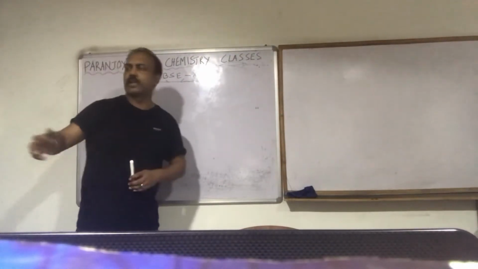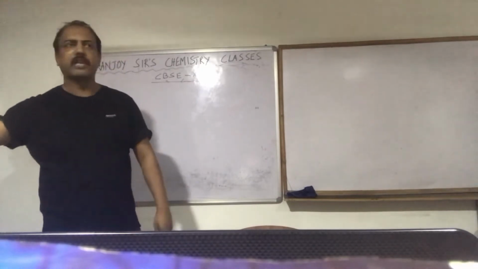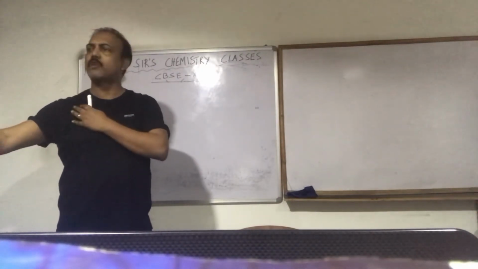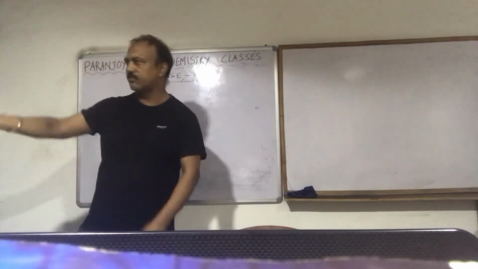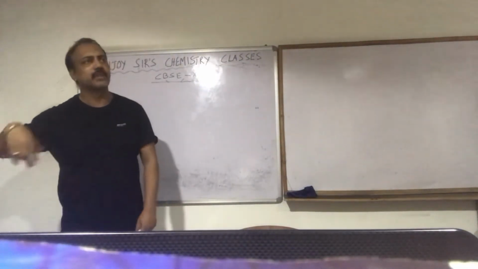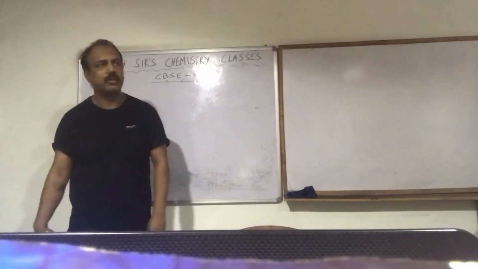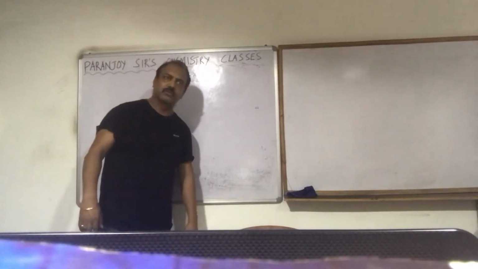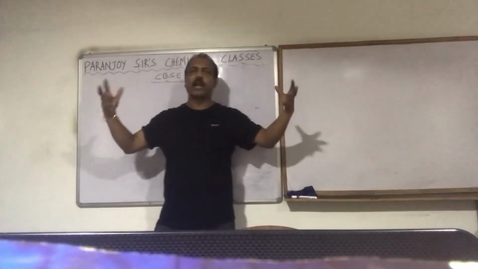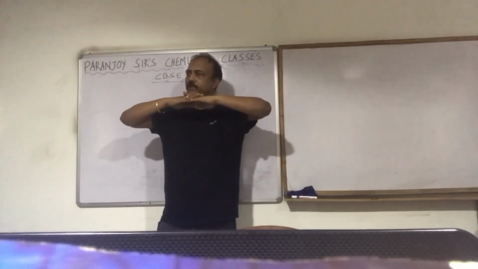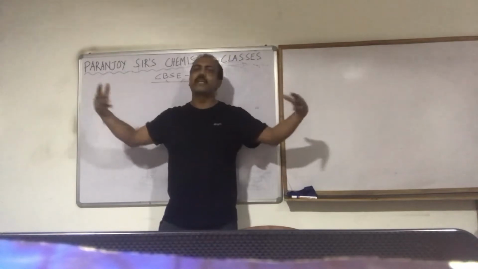Suppose I am one substance, she is one substance, and we are bonded. That is called an intermolecular bond, between two substances. It can be the same or different. Is it clear? But suppose my two hands are bonded like this. Now the bonding is within me only.